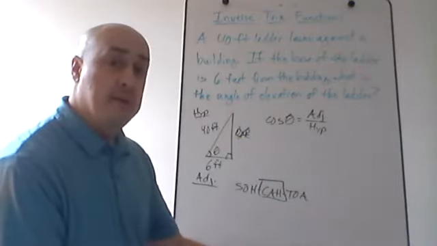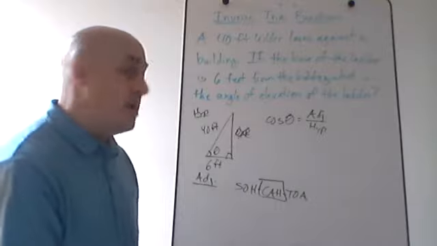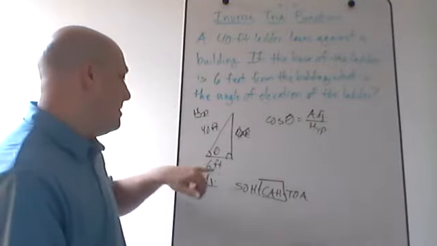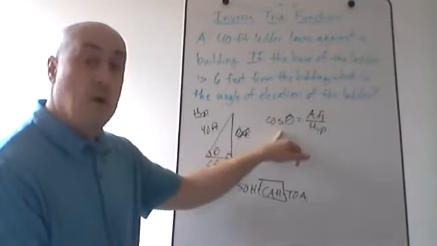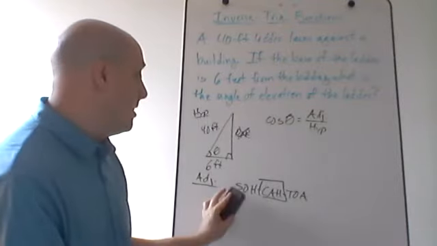All right, so again, we have to identify which of the three trig functions we use based on which sides of the triangle we know in relation to our angle. In this case, it's the adjacent side and the hypotenuse, so I'm using cosine because that's my definition of cosine when I'm using right triangle trigonometry.